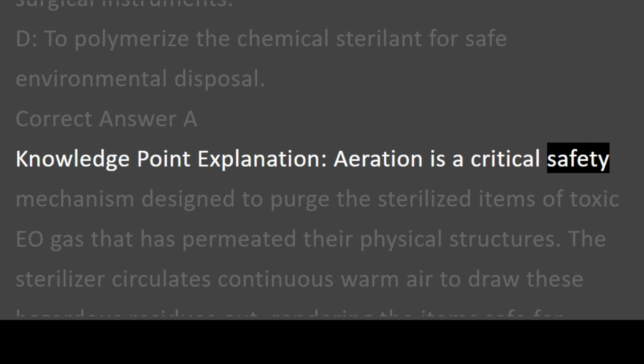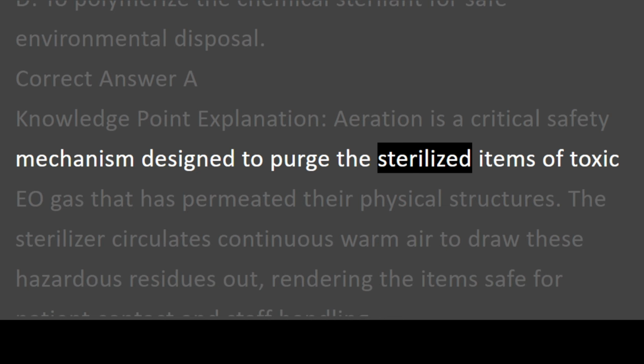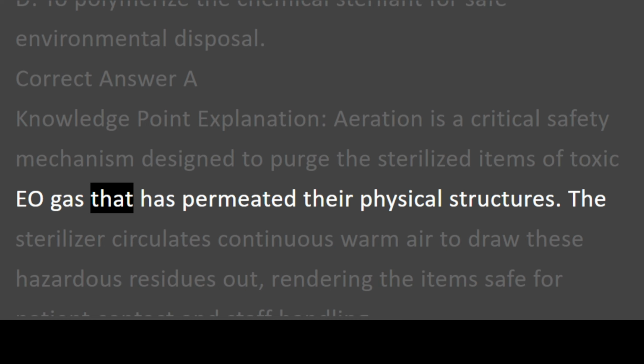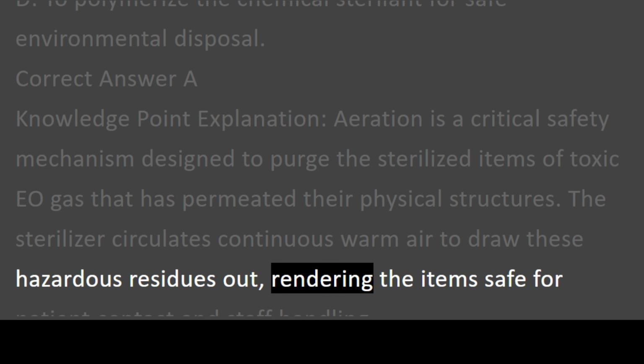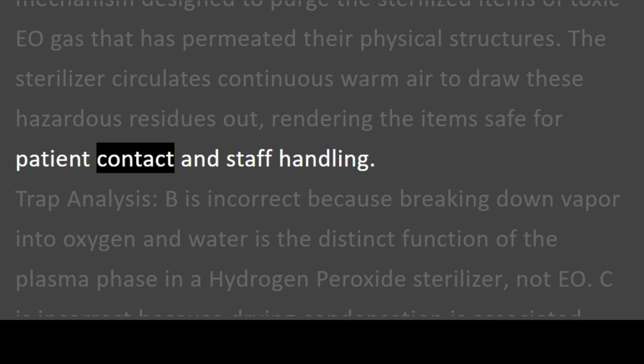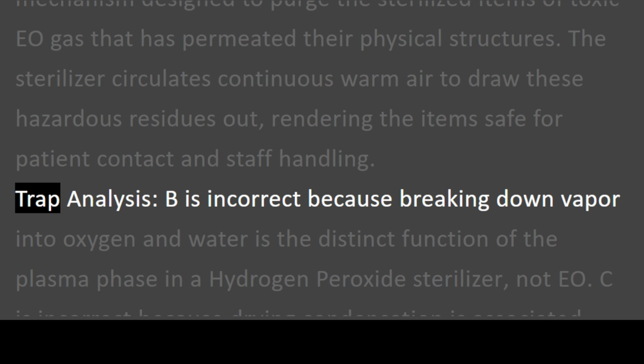Aeration is a critical safety mechanism designed to purge the sterilized items of toxic EO gas that has permeated their physical structures. The sterilizer circulates continuous warm air to draw these hazardous residues out, rendering the items safe for patient contact and staff handling. Trap analysis.